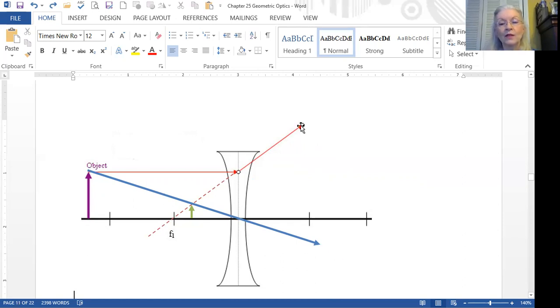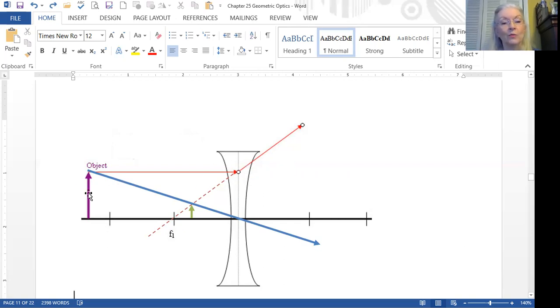You as the observer will see this red ray and this blue ray. Your mind will trace them back in a straight line until it finds a point of intersection, which is right here. That's where your mind will tell you the top of the image is located. This little green arrow represents the top of our image. Our image is erect, virtual, and reduced. And that's the only kind of image a diverging lens can make.